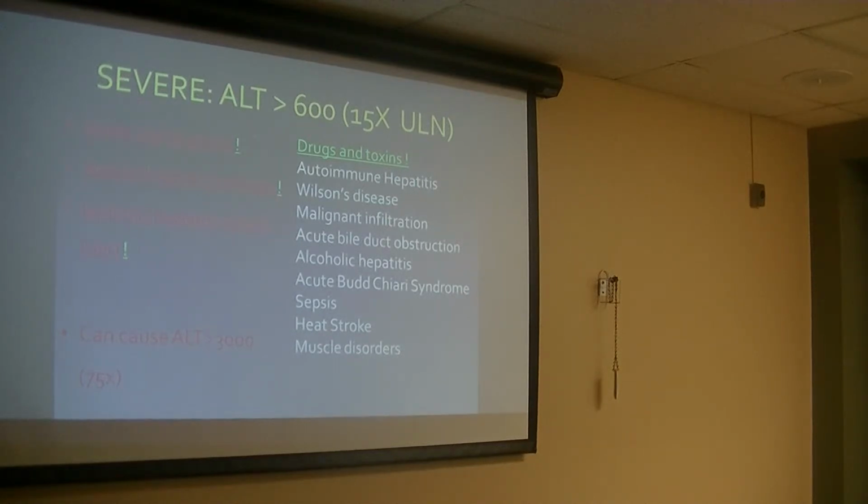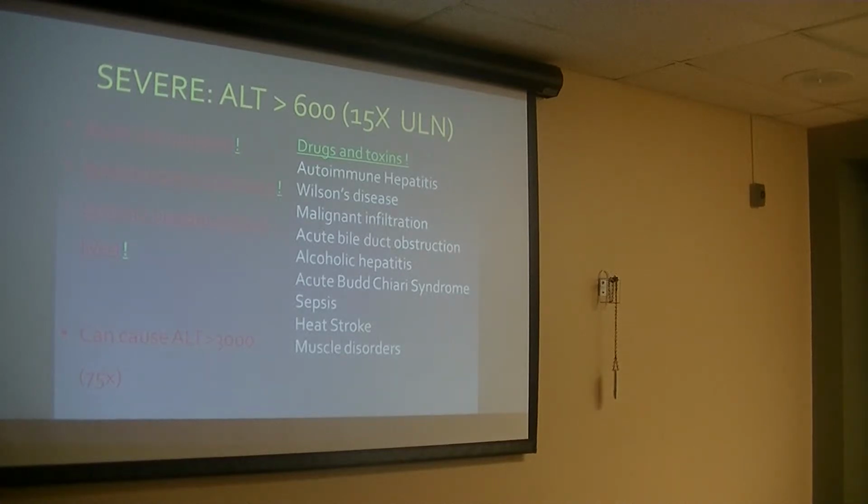Now this is probably the most important slide, and I'm sorry the red didn't turn out too good here. But severe, when you see very high elevations of ALT, that helps you probably the most in terms of diagnosis. Acute viral hepatitis, acetaminophen overdose, and acute ischemic hepatitis, shock liver.